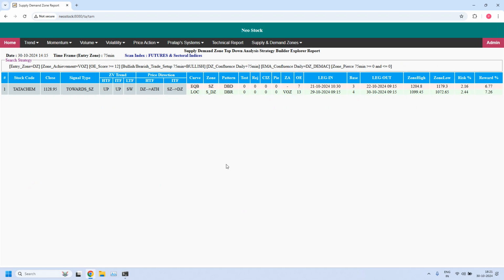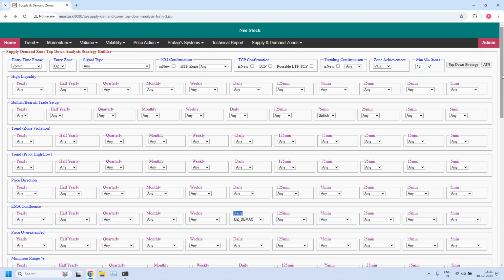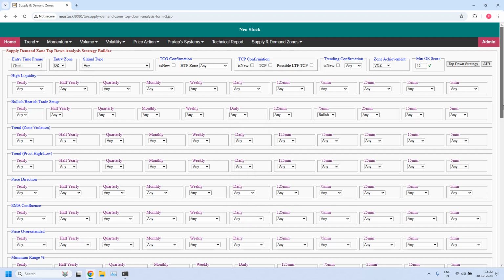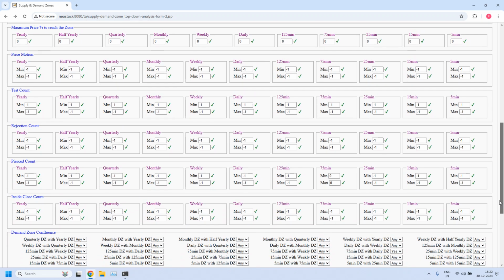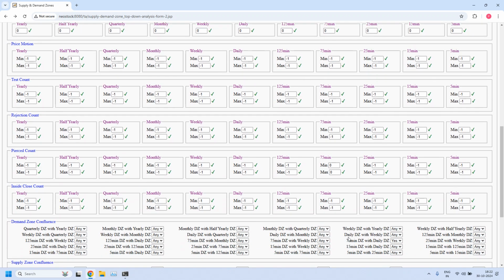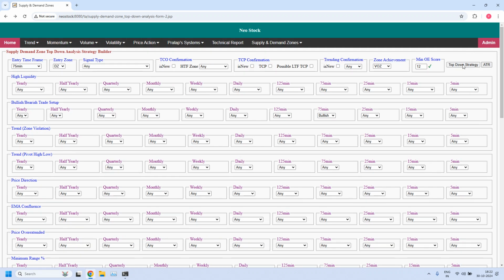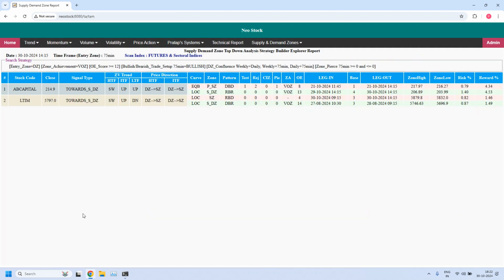Okay, next let us look for LTF, ITF, HTF demand zone confluence. First I have to remove EMA filter. I removed it. So in the demand zone confluence, 3 filters we need to set. One is already set. That is 75 with daily demand zone is set. Next 75 minutes demand zone with weekly demand zone confluence. Daily demand zone with weekly demand zone confluence with all the 3 filters. LTF, ITF, HTF demand zone confluence. We got 3 stocks.